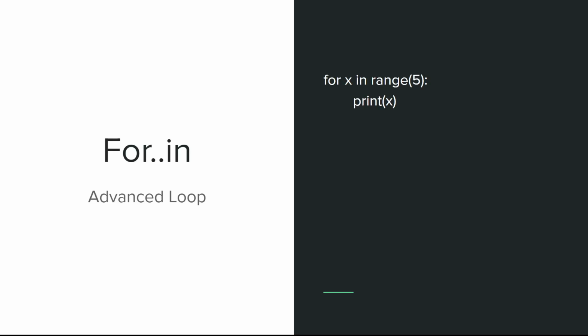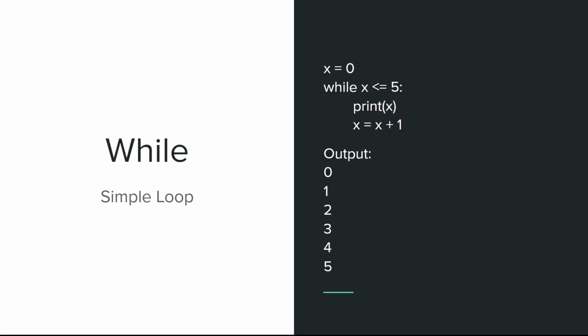And it's going to iterate. Iterate's a big word. I guess it means count through automatically each of those numbers. So everything within the range of 5, I'm going to print to the screen. And our output would be exactly the same: 0, 1, 2, 3, 4, 5. If we go back to the while loop, you can see the output is also the same, but there's a little bit more lines of code.